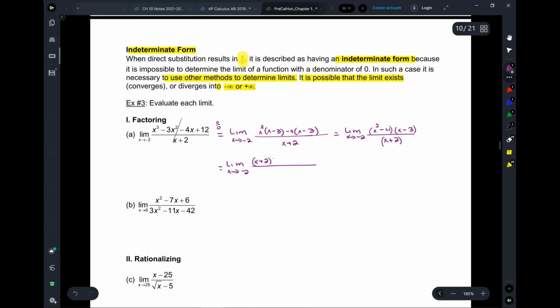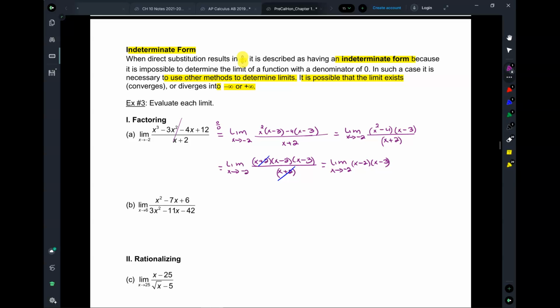x plus 2, x minus 2, x minus 3, x plus 2. Now I can cancel the x plus 2's, correct? So this is equal to the limit as x approaches -2 of (x minus 2)(x minus 3). Now that I got rid of the x plus 2, notice now when I plug in the -2, I no longer get 0 over 0.